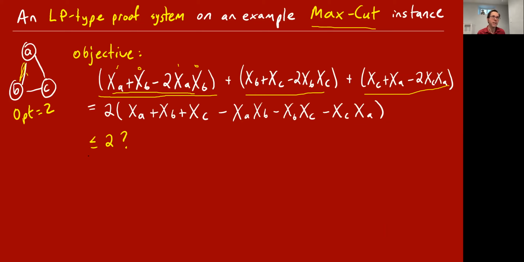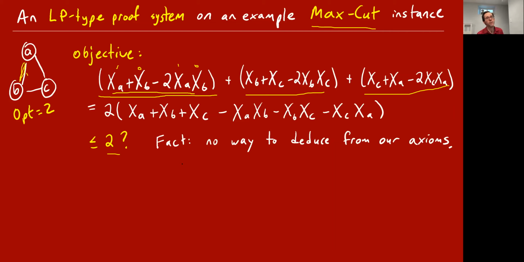And in this LP-type proof system I've been talking about, we have all those axioms that say xa times xb is at least 0, and xa times 1 minus xb is at least 0, and so forth. You might hope that by taking a suitable non-negative linear combination of those, you could derive the inequality that this expression is at most 2. Well, it's not very easy to see this, but I'm here to tell you it is a fact that you cannot do that. It doesn't work. The best upper bound you can get is not 2. In fact, there's no way to deduce from those axioms that this max cut is at most 2.